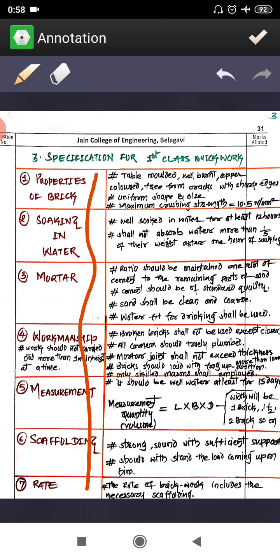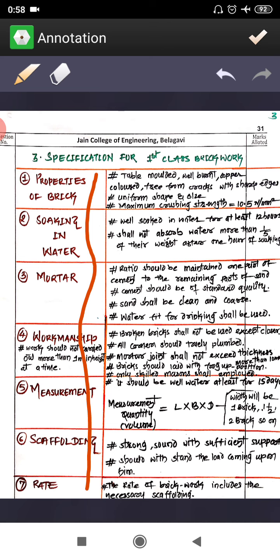Then go on stacking the bricks in the required formation, either an English bond or a Flemish bond, and you should have the proper joints there. Joints should be staggered; there should not be a continuation of joints. Then measurement should be in terms of length, width and depth. You should use scaffolding whenever the height goes beyond 1 meter, and you should consider the rate.